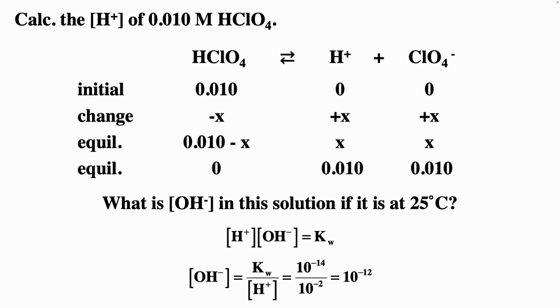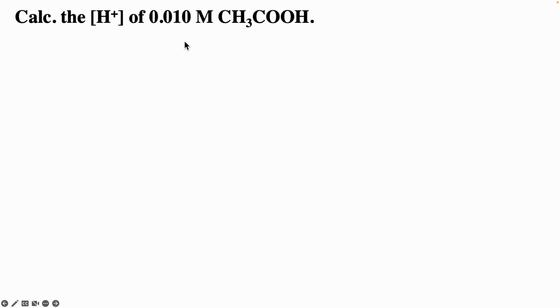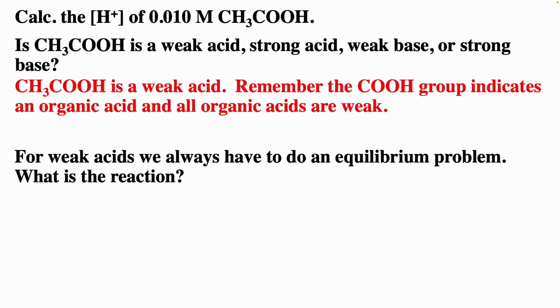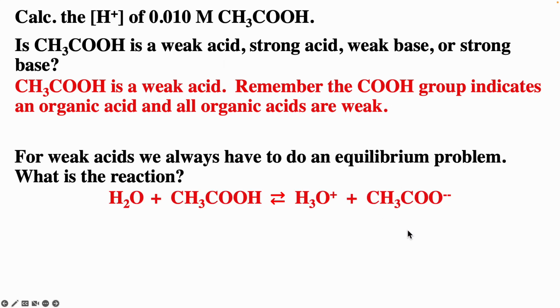And so again, for aqueous solutions, given the hydrogen ion concentration, you can always calculate the hydroxide, and given the hydroxide ion concentration, you can always calculate the hydrogen ion concentration. And so here we're asked to calculate the hydrogen ion concentration of 0.01 molar acetic acid. Remember, the COOH means it's an organic acid, which is a weak acid. And so for weak acids, we always have to do an equilibrium problem. The reaction is this breaking apart into hydrogen ions plus the acetate ion. Or you can imagine that we have this reacting with water, forming hydronium ion plus the acetate ion.